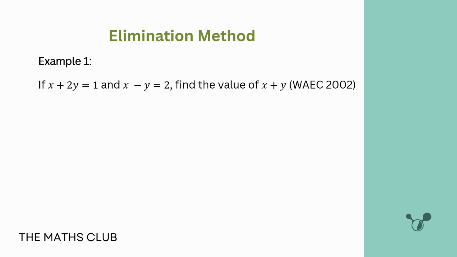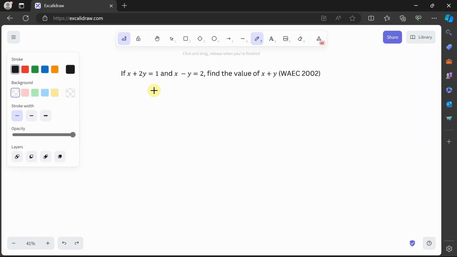This example says that if x plus 2y is equal to 1 and x minus y is equal to 2, we should find the value of x. I want us to solve this one together since this is the first example. So we know equation 1 is x plus 2y is equal to 1, and then equation 2 is x minus y is equal to 2.